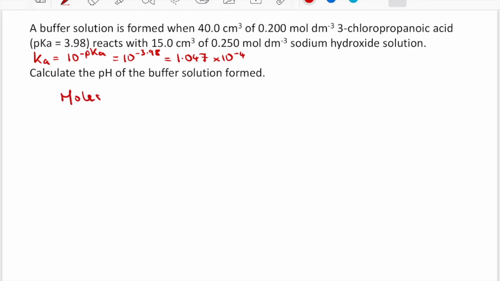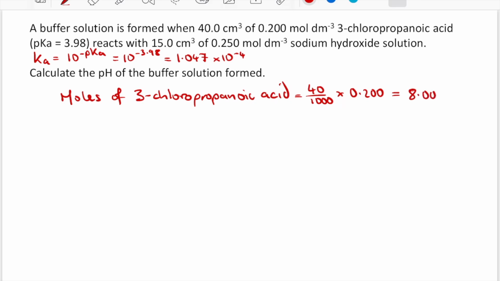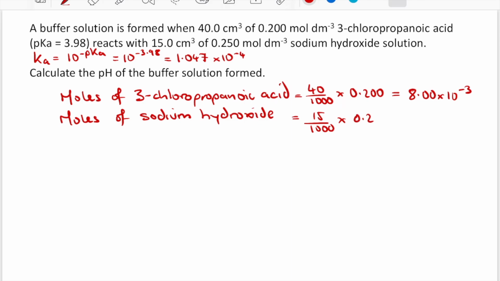So first things first, even if you're really not sure how to finish the question, you're given a volume, you're given a concentration, so work out moles. So we can work out the moles of 3-chloropropanoic acid. So we were given a volume of 40 centimeters cubed, given a concentration of 0.200, so we can work out the moles. Equally, do the same for the sodium hydroxide. What we're really working out is the moles of hydroxide ion, that's what we're really interested in. Given a volume of 15 centimeters cubed, concentration of 0.250, and we get a moles of 3.75 times 10 to the minus 3.